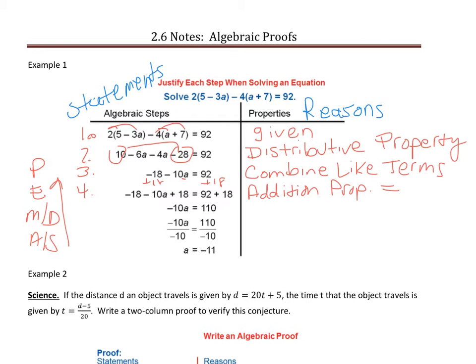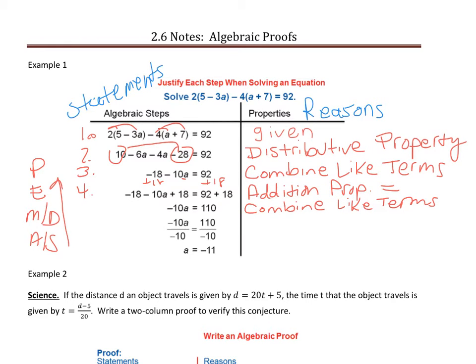And then we simplified here. We've combined negative 18 and its opposite, positive 18. And we combined 92 and 18 on each side, and that's combining like terms. Now, if you said simplify, I think I'd rather have you combine like terms as a reason. But I probably would be okay with simplifying.